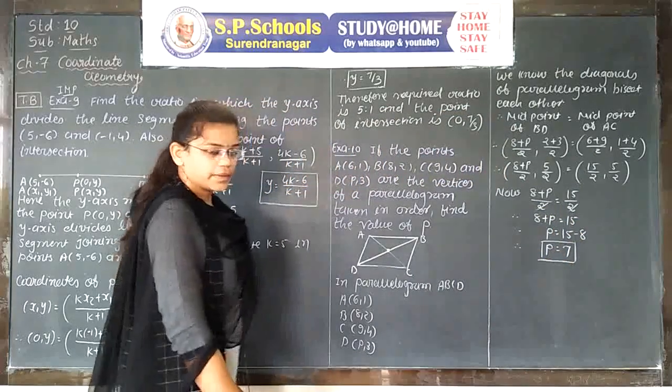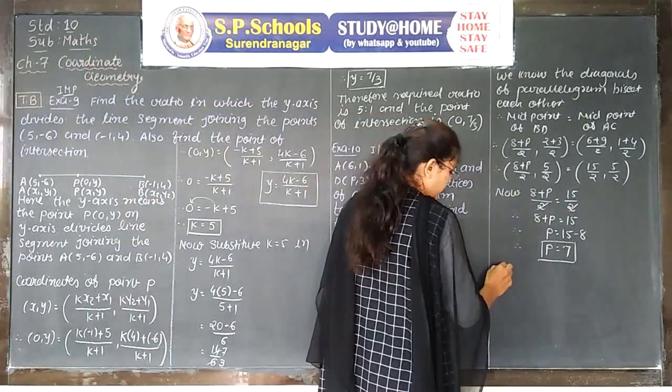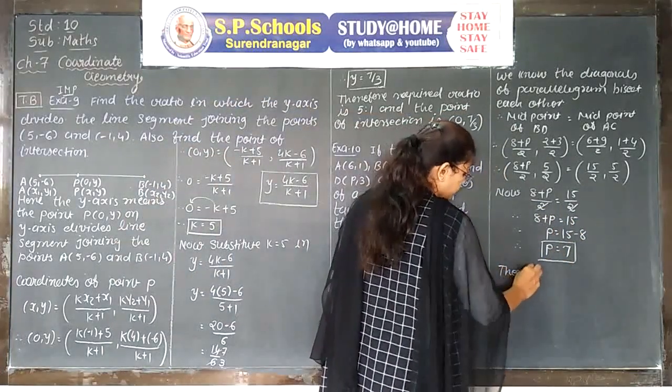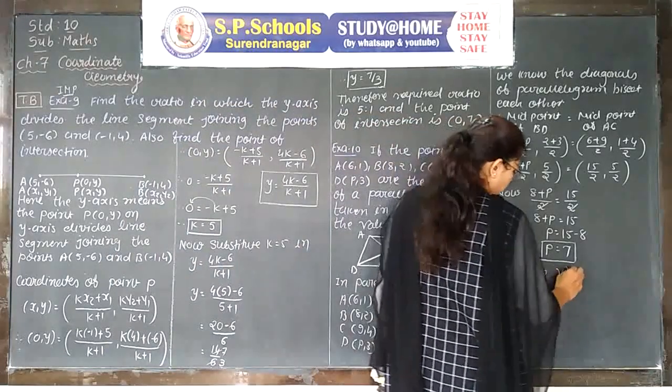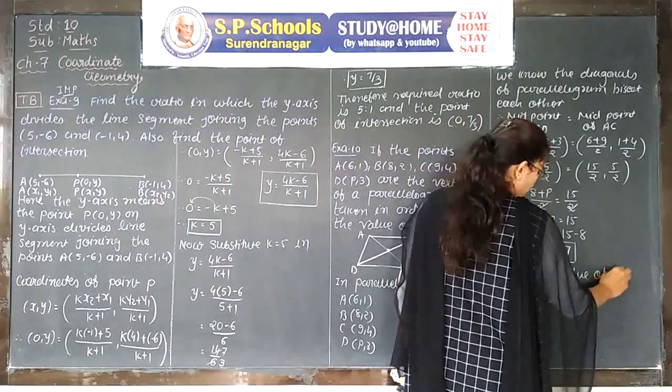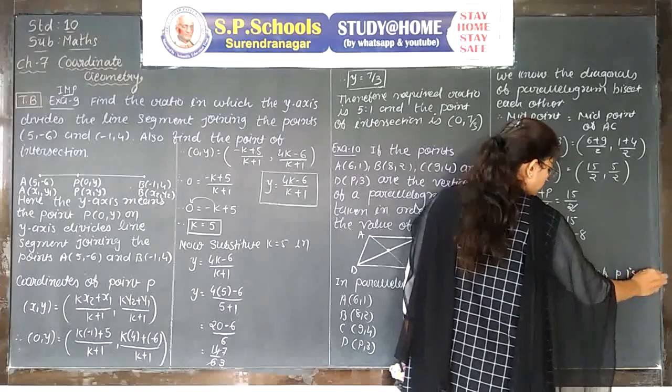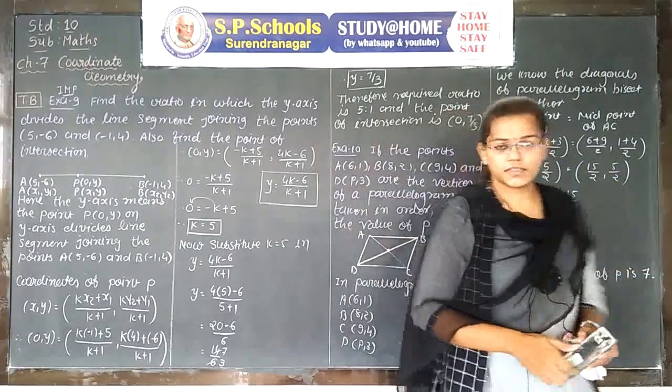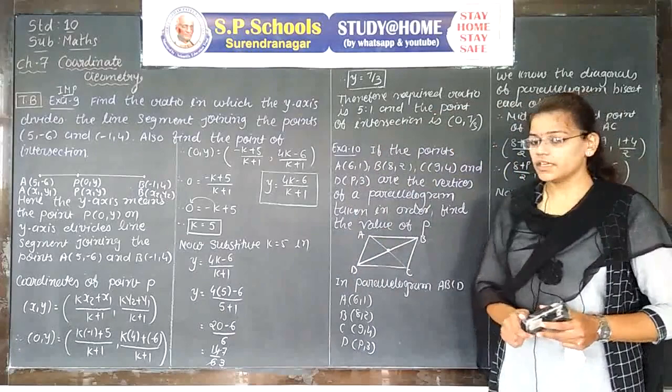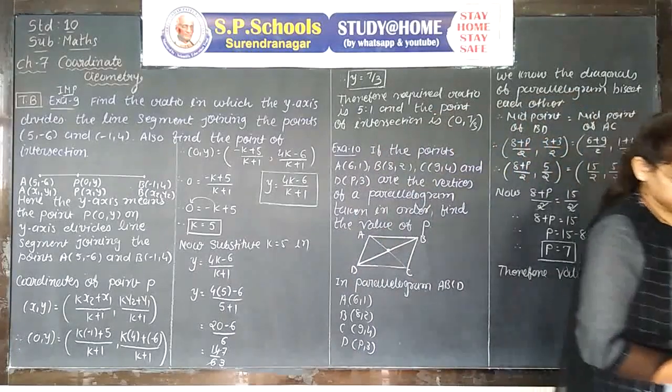Find the value of p. What is the value of p? Value of p is 7. Therefore, the value of p is 7. Hence, the example is completed. Now we see the next one.